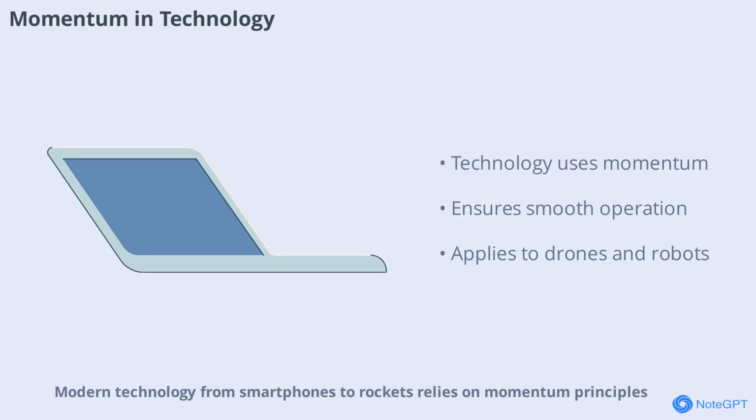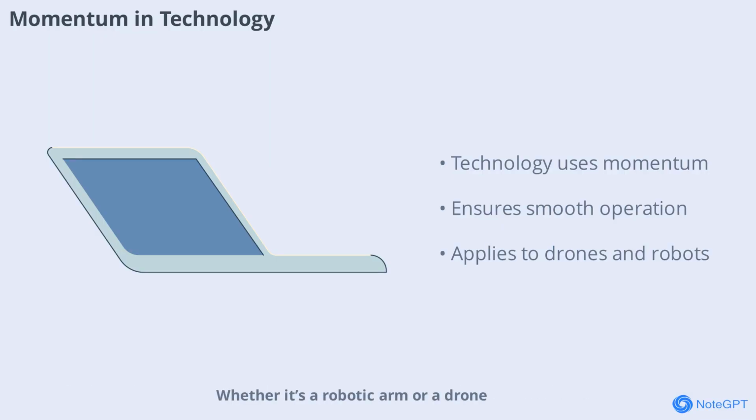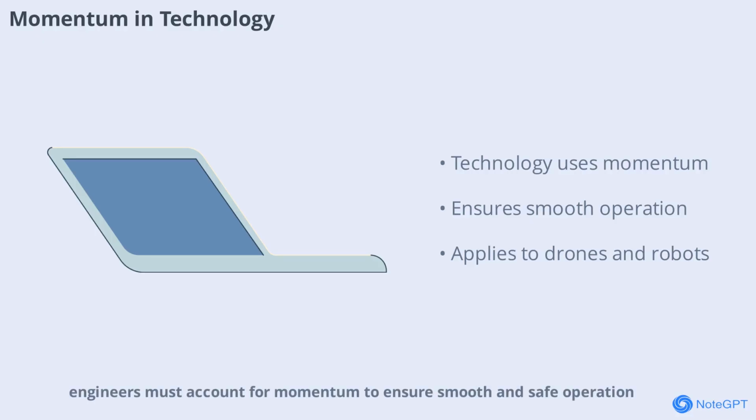Modern technology, from smartphones to rockets, relies on momentum principles. Devices that move or launch use momentum calculations to function properly. Whether it's a robotic arm or a drone, engineers must account for momentum to ensure smooth and safe operation.